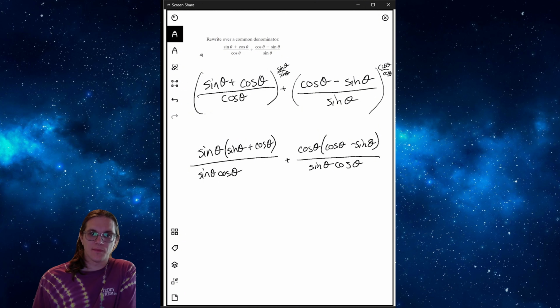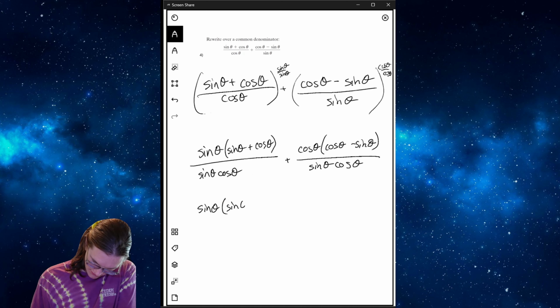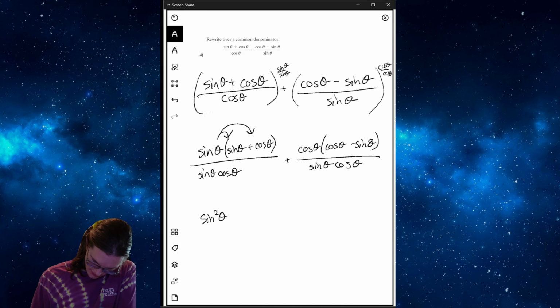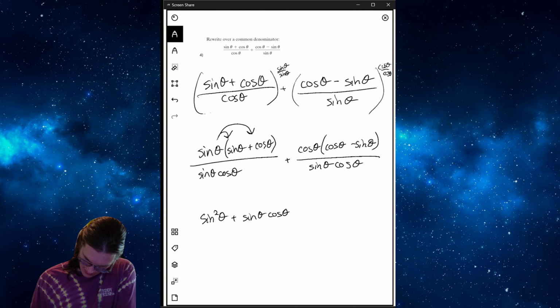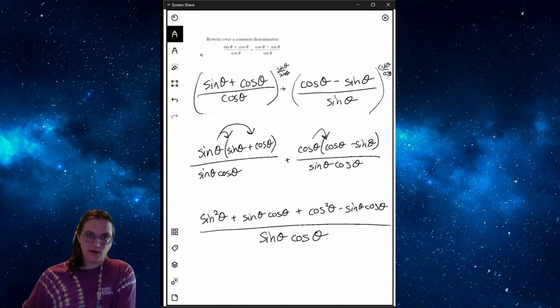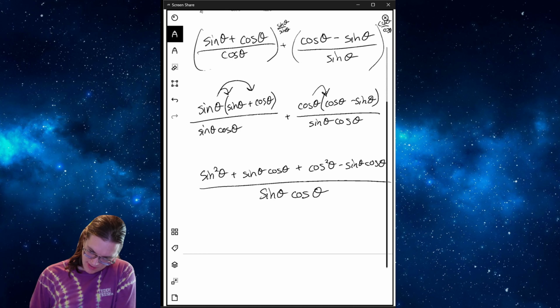We now have the same denominator, which means we can just put this whole expression in one single numerator, but I'm going to rewrite it quickly. So sine's going to get distributed here, so it'll be sine squared theta plus sine theta cosine theta plus, and then this gets distributed, cosine squared theta minus sine theta cosine theta all over sine theta cosine theta. All right. There's some things that jump out at me here.